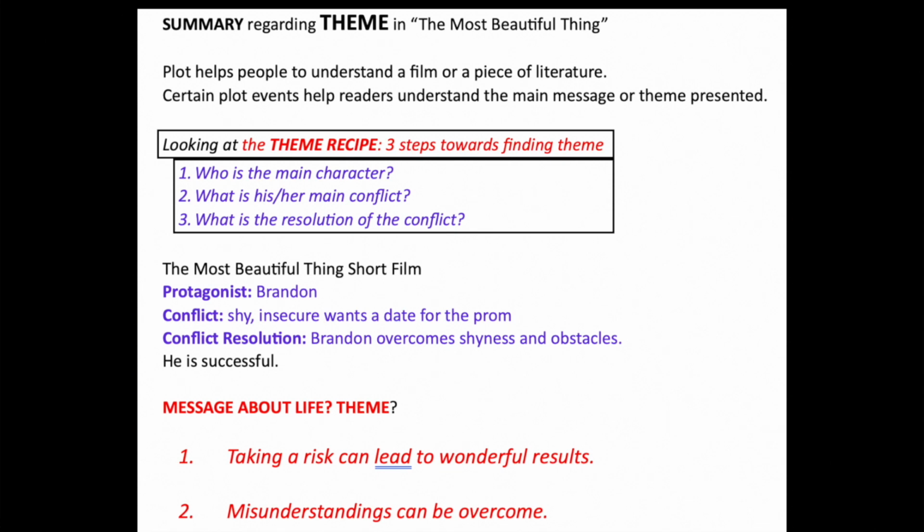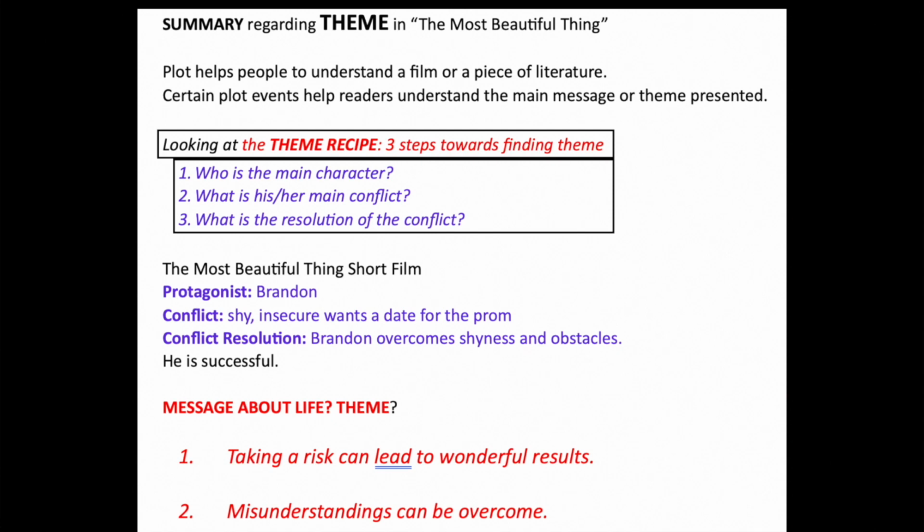And these are: who's the main character or protagonist? Remember, the protagonist has a goal to reach or a problem to solve. What is the main conflict in the story for the protagonist? And how does that conflict resolve? So if we look at our wonderful, most beautiful thing, we find Brandon is the main character or protagonist. His conflict is that he's shy and insecure and wants a date for the prom, and he overcomes his shyness and does get a date.